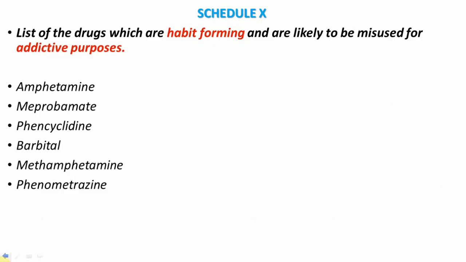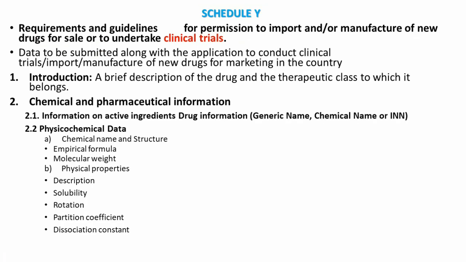Next, Schedule X. In Schedule X, you have to remember habit forming. It is the list of the drugs which are habit forming and are likely to be misused for addictive purposes. These are some examples like amphetamine, meprobamate, barbital, phenmetrazine. Then next, Schedule Y.